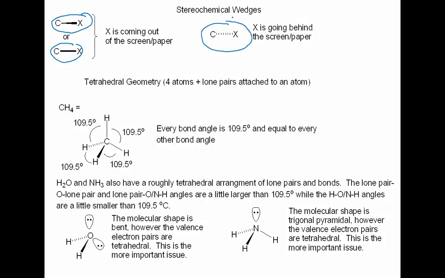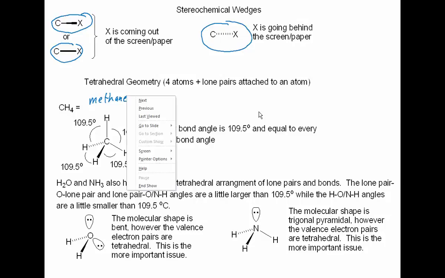This is when we have 4 atoms plus lone pairs attached to a central atom. The simplest molecule that shows tetrahedral geometry is this molecule called methane, CH4. Every bond angle is 109.5 degrees and equal to every other bond angle in methane. Okay, this is the tetrahedral geometry. The 4 bonds are as evenly spaced as you can possibly make them.